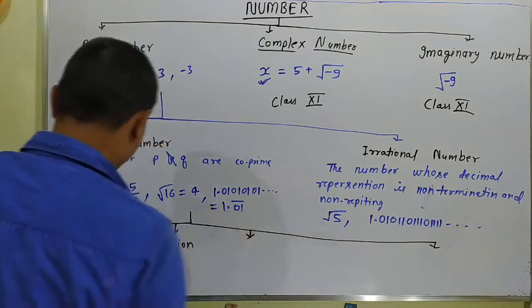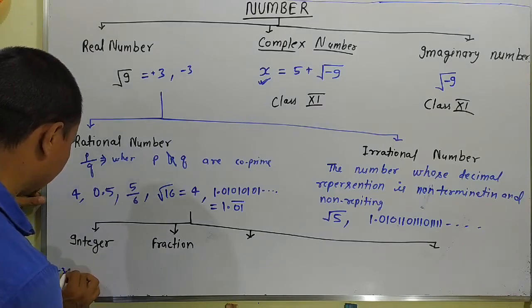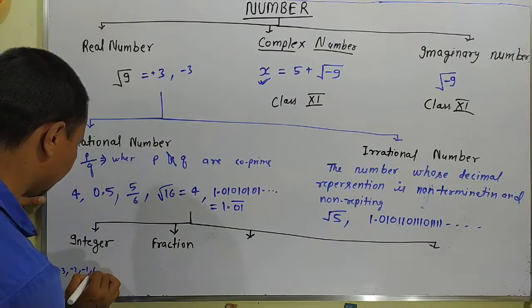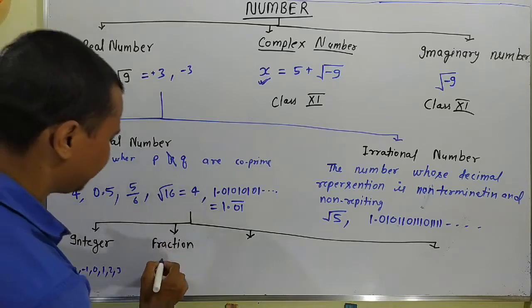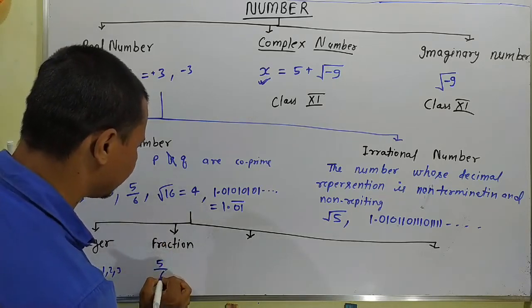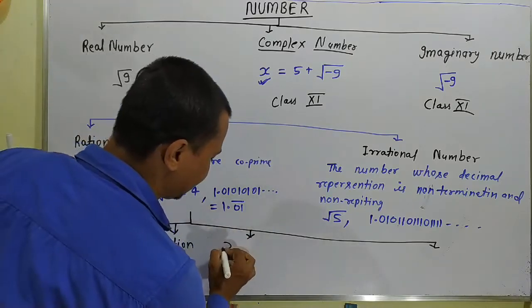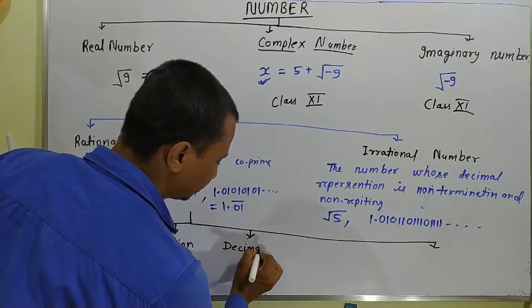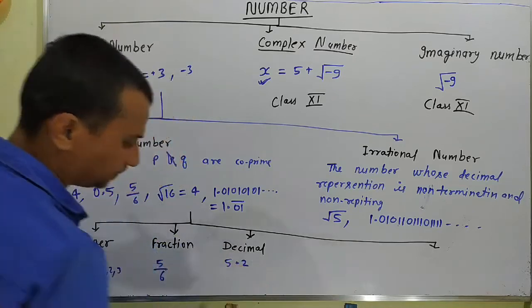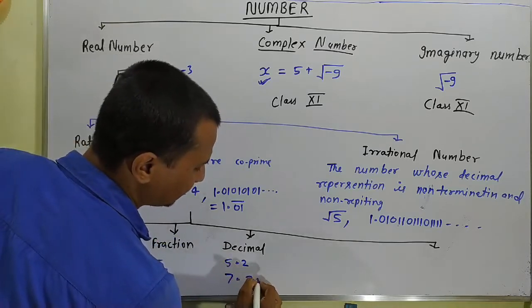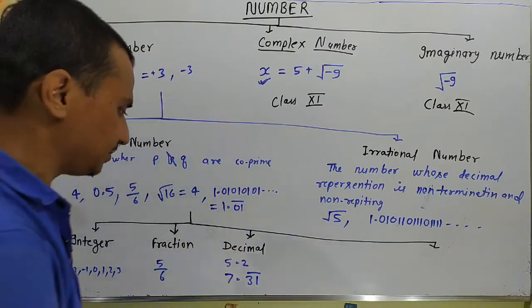Third, what is integer? Integers are -3, -2, -1, 0, 1, 2, 3. These are integers. What is fraction? Fraction means 5 by 6. This is your fraction. Third representation is decimal. Example: 5.2, 7.31 whole recurring. These are the decimals, terminating or non-terminating decimals.